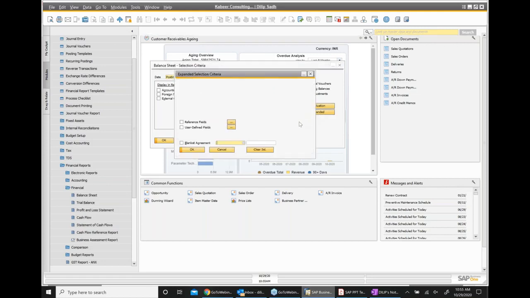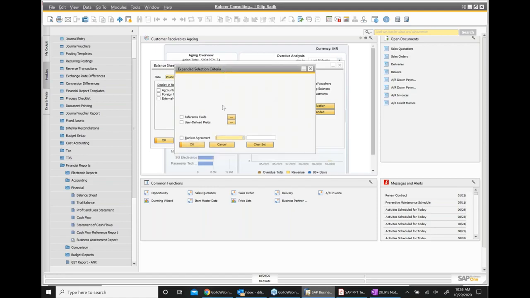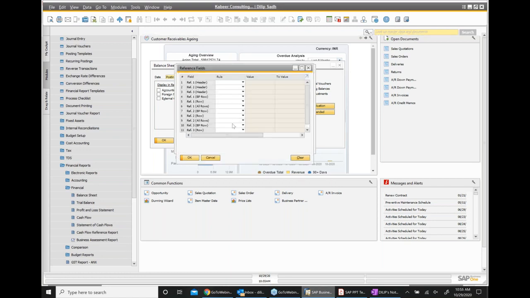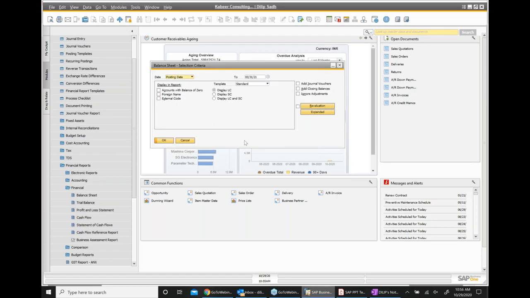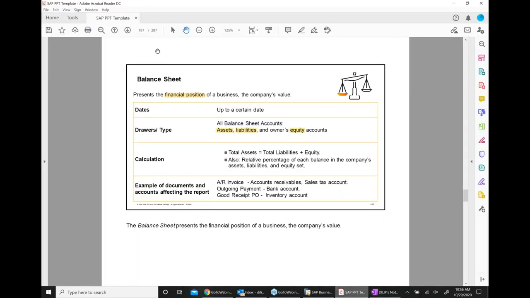If you go to expanded here, then you have some additional parameters which you can choose: your blanket agreement, some other fields, some reference fields, and all that you want to add. So you have different additional selection parameters which you see here as a part of your balance sheet. This is where we have the balance sheet. That is what you see here.